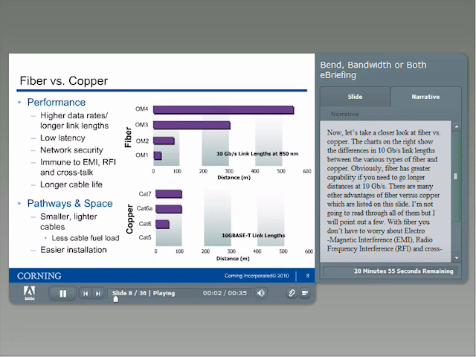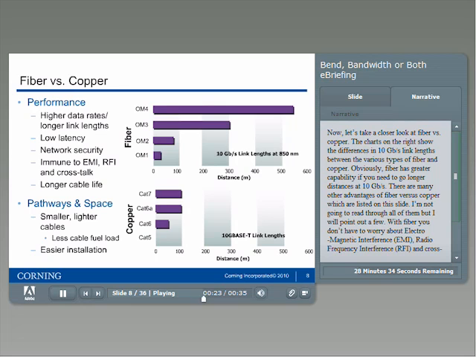Now let's take a closer look at fiber versus copper. The charts on the right show the differences in 10 gigabit per second link lengths between the various types of fiber and copper. Obviously, fiber has greater capability if you need to go longer distances at 10 gigabits per second. There are many other advantages of fiber versus copper, which are listed on this slide. I'm not going to read through all of them, but I will point out a few.